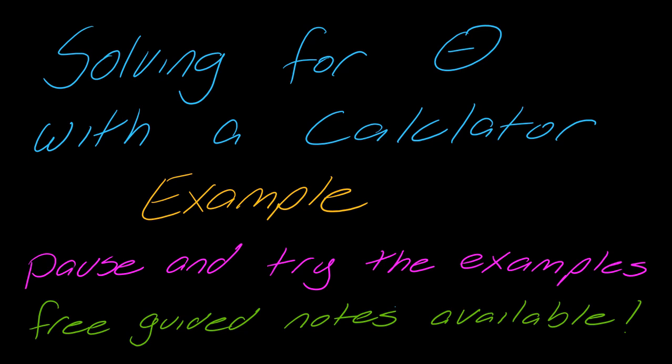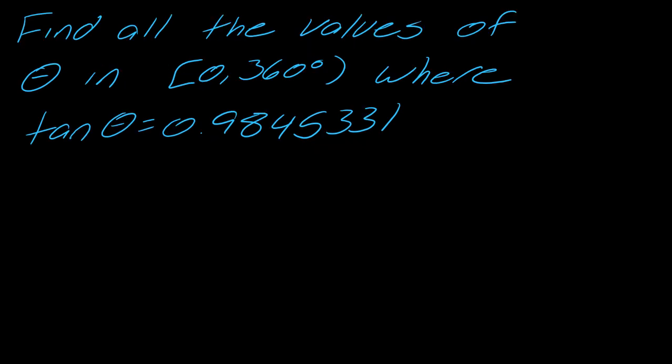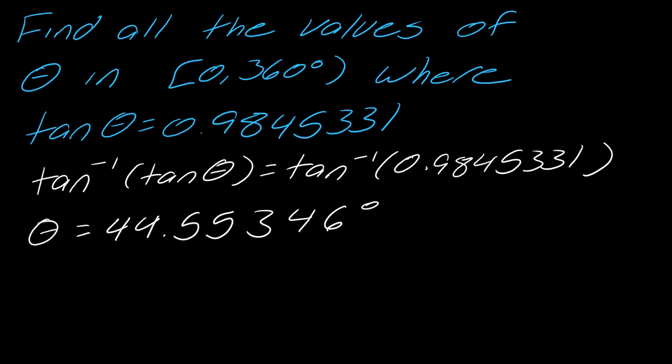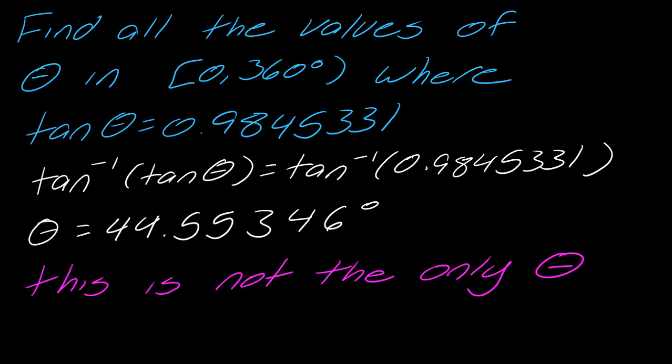So we're going to look at an example of solving for theta with a calculator. In this example, I want to find all the values from 0 to 360 degrees where tangent of theta equals this. Obviously, just looking at this, I cannot figure this out without a calculator, so I'm going to have to use inverse tangent. I can just take the inverse tangent of each side, and so then I get that my theta is equal to 44.55346 degrees. Okay, here's the thing though, this is not the only theta.